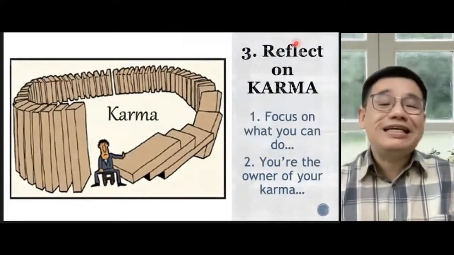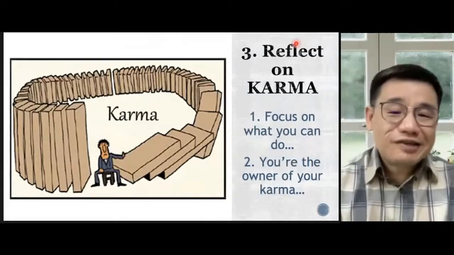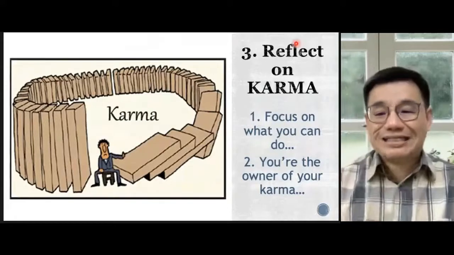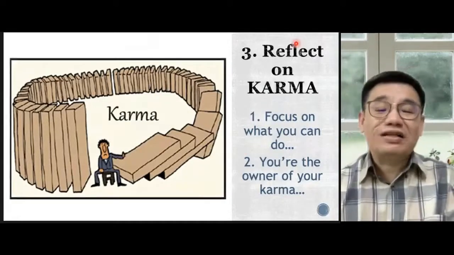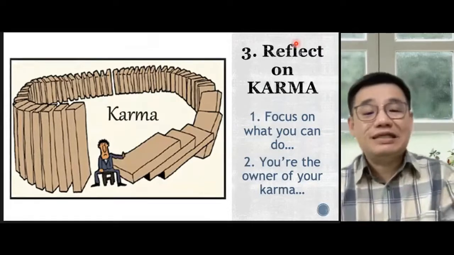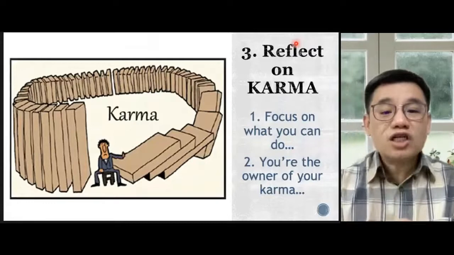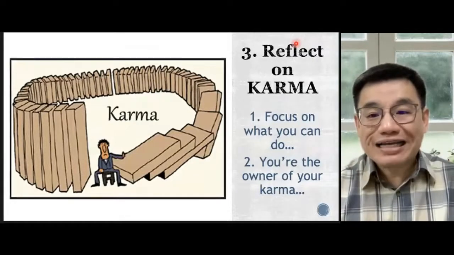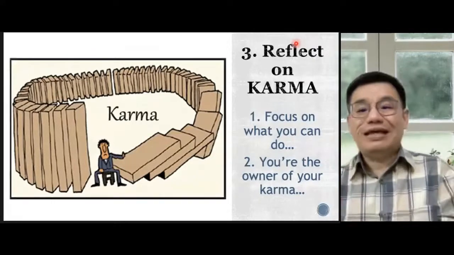Okay, the third method is to reflect on karma. This one is quite straightforward, but very practical. Reflect on karma. Karma means action. When we say reflect on karma in the context of equanimity, it means we remind ourselves to focus on what we can do. Because karma is action, is doing. Focus on what we can do.